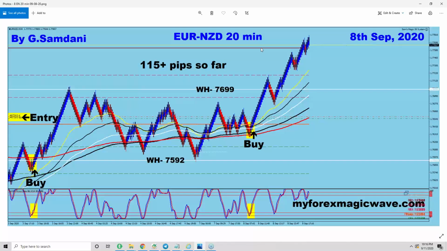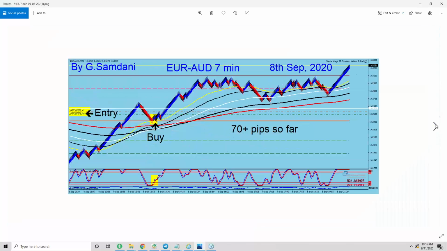The 8th September, now you see Euro NZD. Actually, you see the pound short, because pound was getting weaker and Euro was getting strong. So Euro pairs went up. Euro NZD went up here for 115 pip. And here Euro Aussie also went up because of the Euro strength for 70 pip. This is from the 7-minute chart.